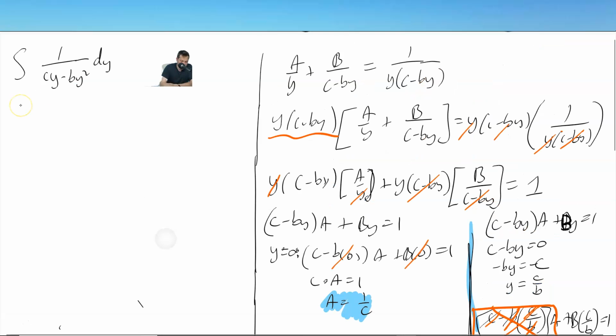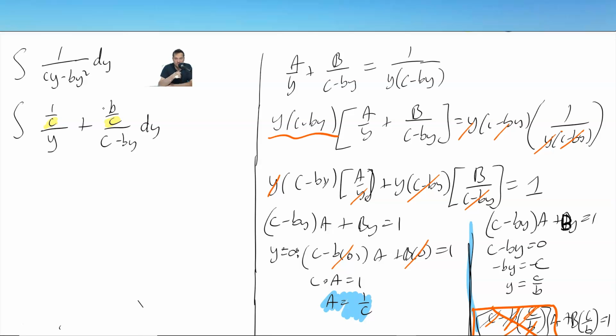So now we can put these pieces together. Take a look. I'm going to rewrite this quantity as follows. I'm going to say that it's equal to the integral of 1 over c over y, so I'm replacing from partial fractions, plus b over c divided by c minus by, dy. And now I observe that over here there's a c in the bottom and there's a c in the bottom, so I can pull that out as 1 over c. So it's going to go outside as 1 over c, and then parentheses, and the remaining portion will be 1 over y plus little b over c minus by, dy.